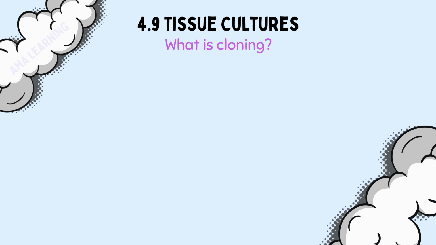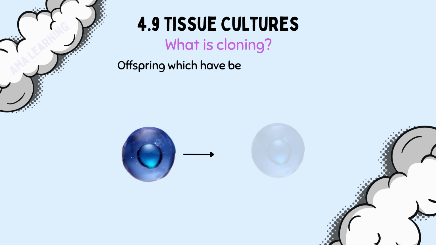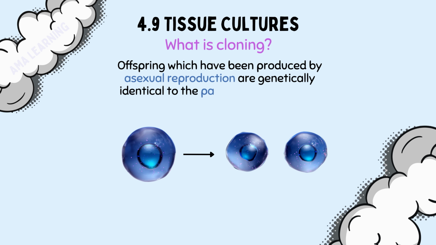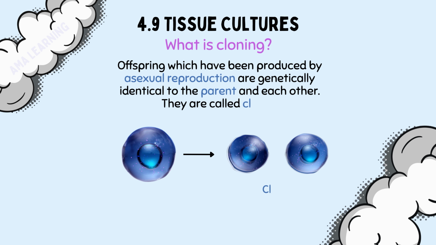What is cloning? Offspring, which have been produced by asexual reproduction, are genetically identical to the parent and each other. They are called clones. Animal and plant cells are often cloned because they possess a characteristic which is desirable, such as resistance to disease. Tissue culture is one method of cloning plants.